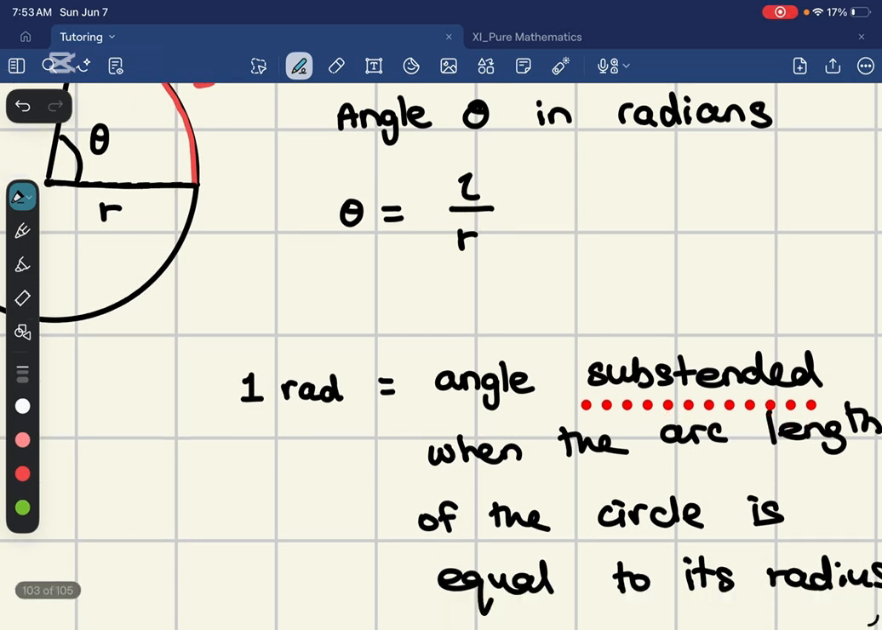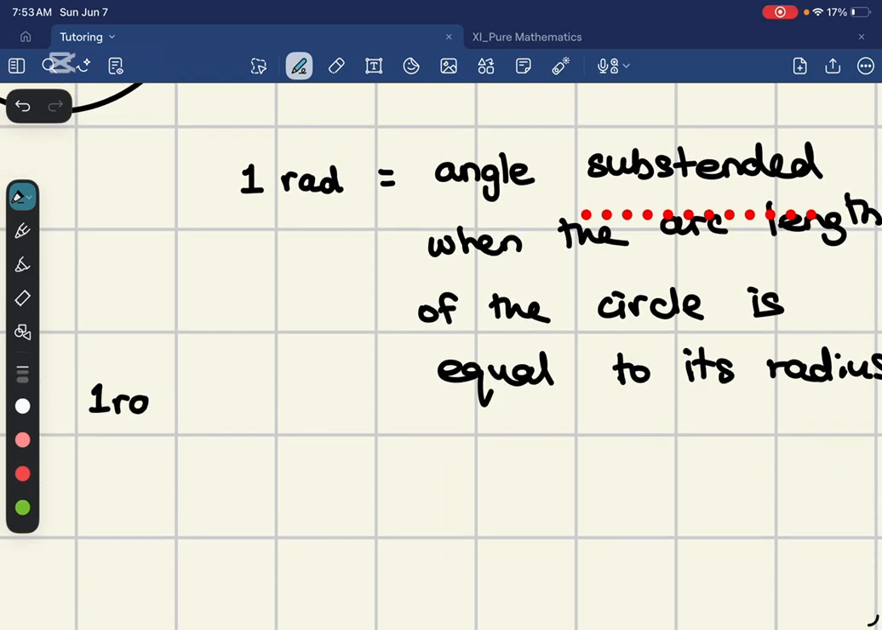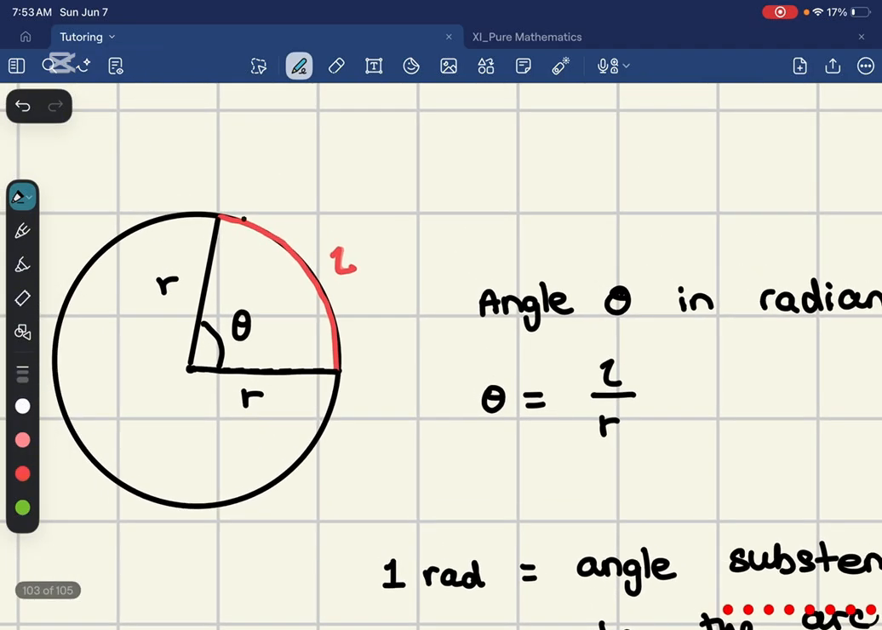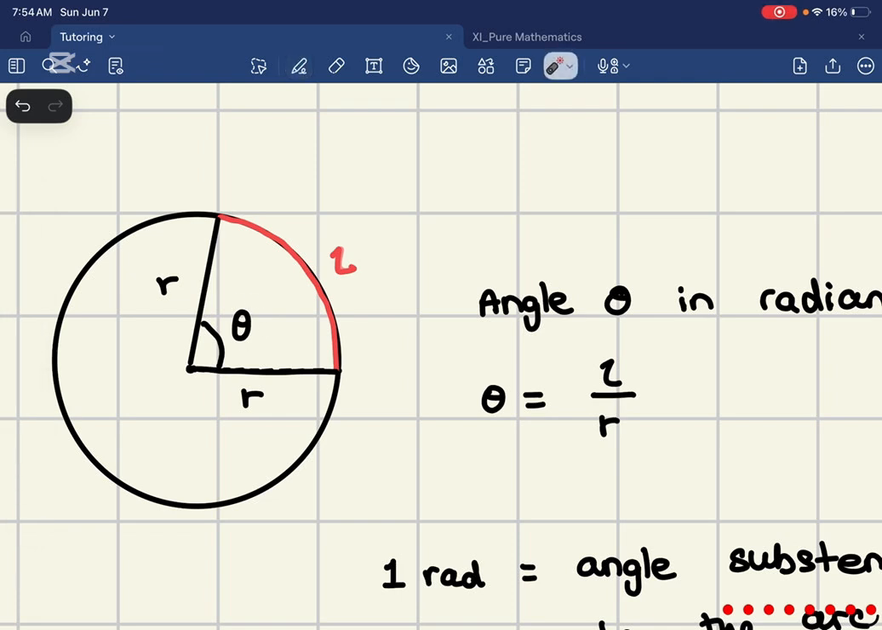So 1 radian is still going to be L by R, but here L has to be equal to R. So this curved length, if it's equal to the radius of the circle, then this angle theta is going to be 1 radian. And if you just are given L and you want to find the angle subtended in radians, then it's going to be L divided by R.